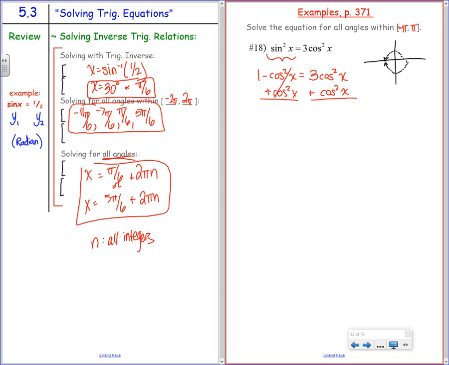And what do we get if we have 3 plus 1? 4. How do we get the cosine alone? Divide by 4. But now we're stuck with that nasty squared. Now what do we do? Square root. Yeah. Now careful.